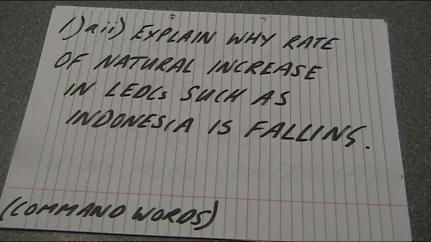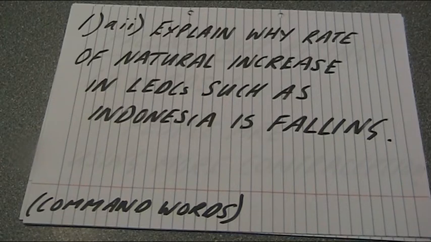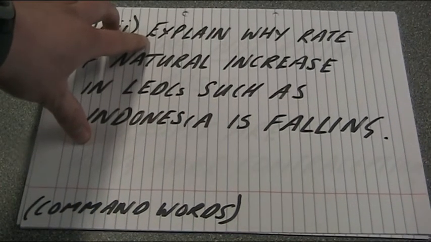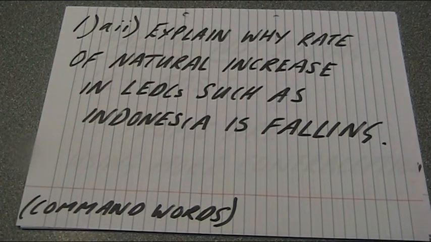I've told you that you need to make sure you're boxing the command words. I've got command words written down there. If we read through this question carefully, it says explain, so we know we need to explain our reasons why. But it tries to trick you, because it says explain why the rate of natural increase is falling, and that's confusing because it talks about things increasing and falling.